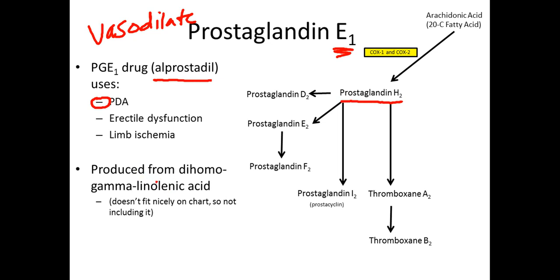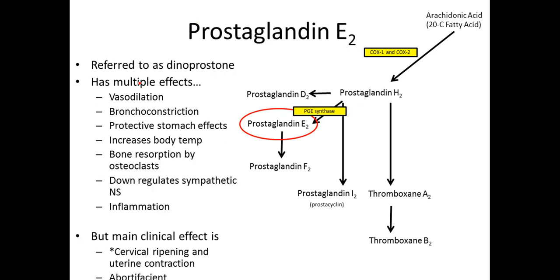Now it's produced from dihomo-gamma-linolenic acid. It does not fit nice, so I did not add it. However, not sure what level you're trying to learn this. However, if you need to know what the function of prostaglandin E1 and the synthesis of it, I provided some basics here. So back to our chart, since it works so nicely, we have prostaglandin synthase.